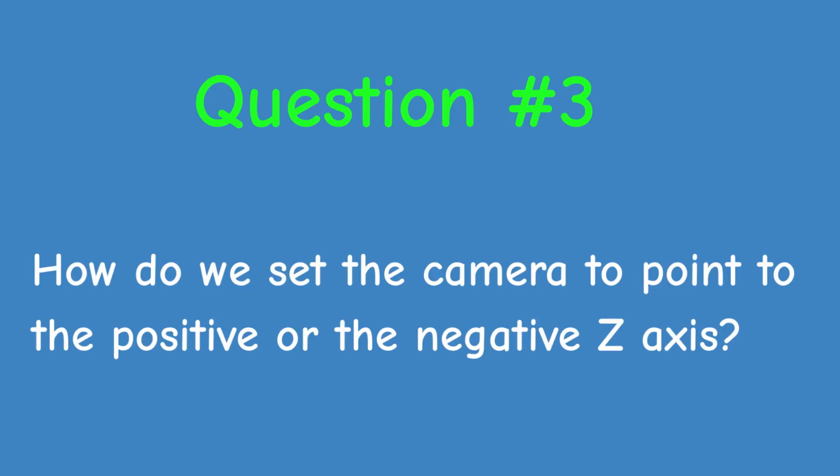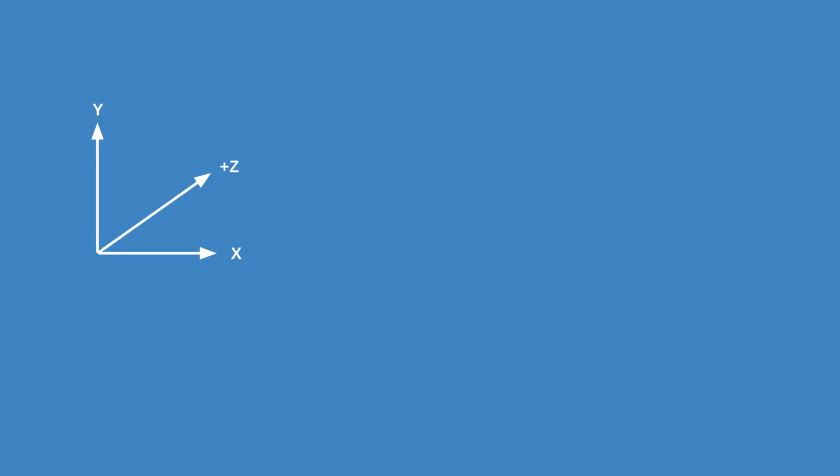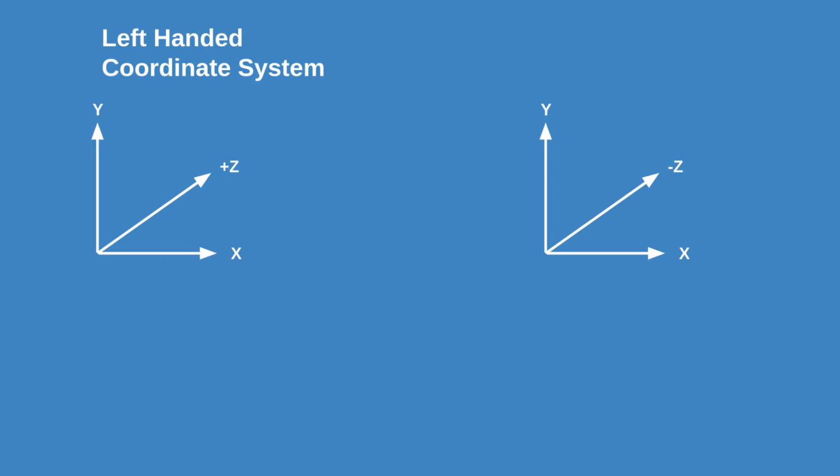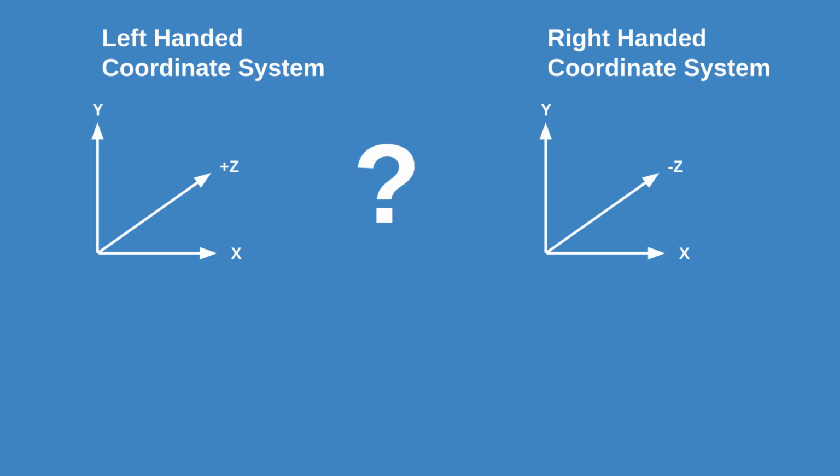How do we set the camera to point to the positive or the negative z-axis? Some people prefer to have their camera point to the positive z-axis. This is called the left-handed coordinate system. Others prefer that the camera point to the negative z-axis. This is the right-handed coordinate system. I plan to do a deep dive into this topic in a future video, so for now I'll just answer the specific question. How do we choose between left or right-handed system?